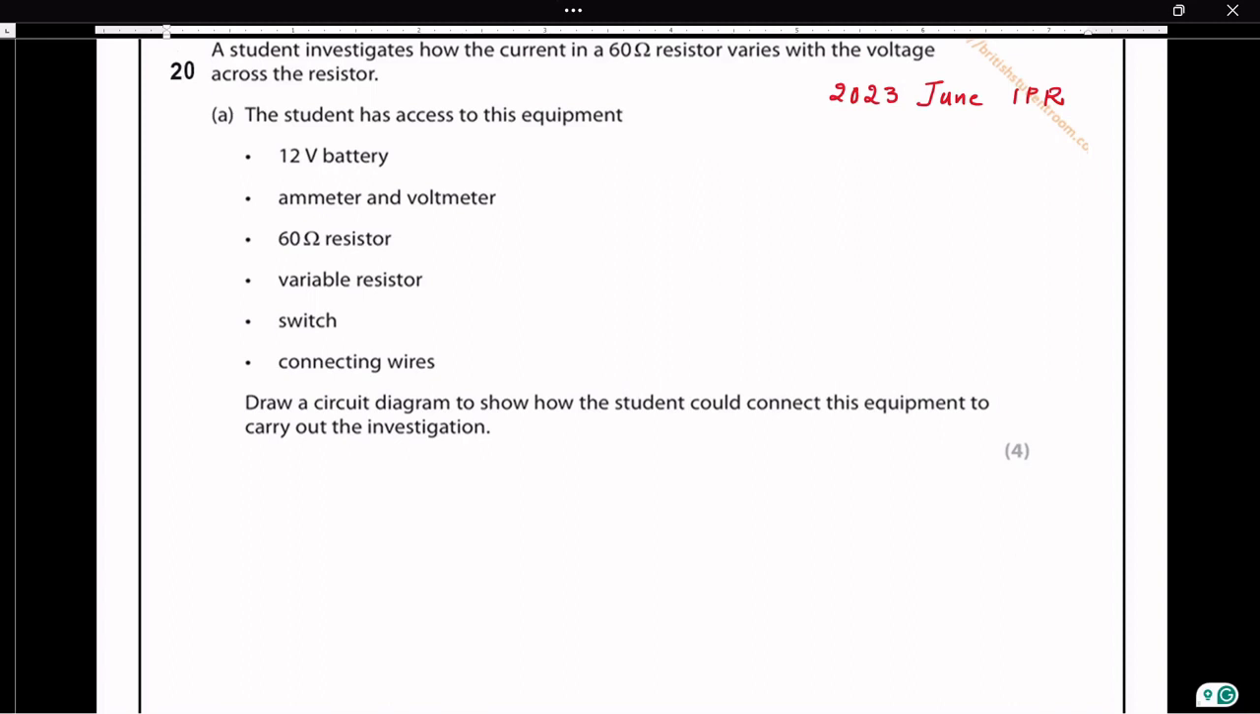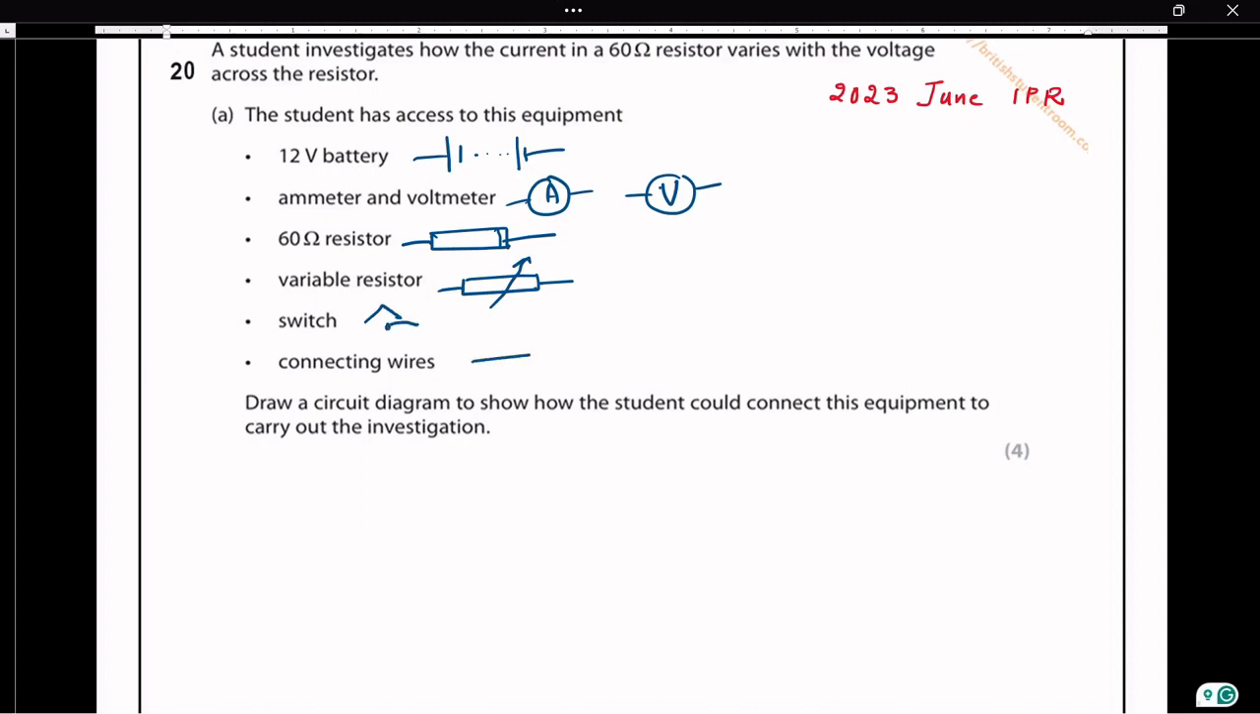So there is a battery. So we can say this is a battery, the symbol for battery here. And there is an ammeter. There is a voltmeter. The 60 ohm resistor. Variable resistor. Variable resistor has the symbol, a cross arrow like this, and there is a switch, then connection wires.